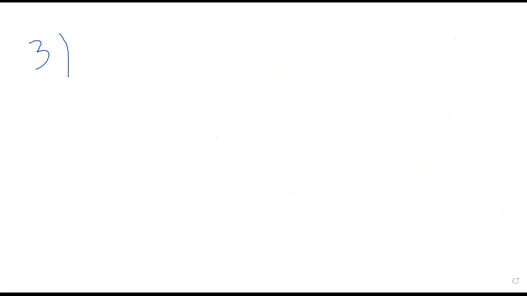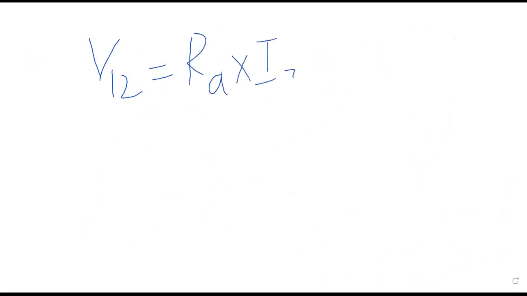V12, okay, I have written. So V12 equals the value of RD multiplied by I3. Why RD? Because the flow of current is towards I3. So what is the RD value? RD value is 14.4 kilo ohm.